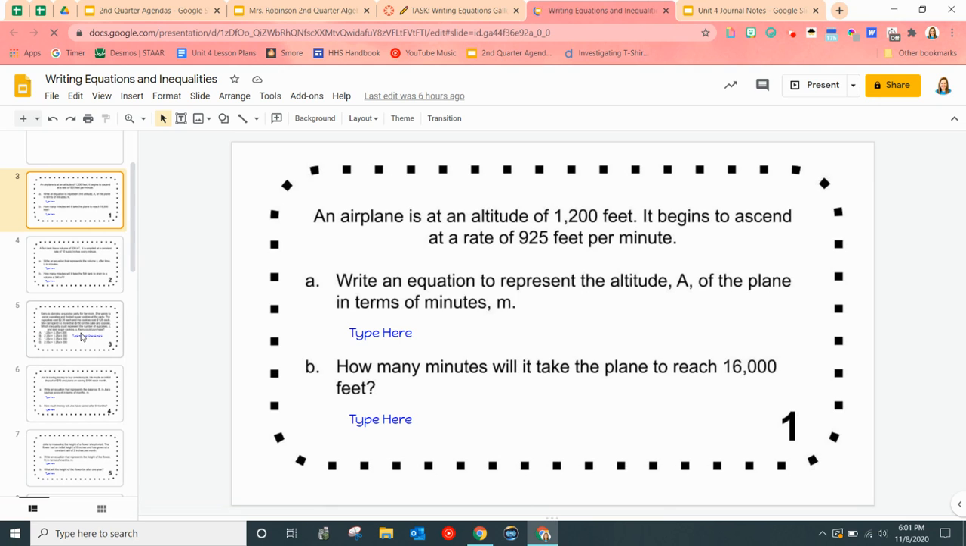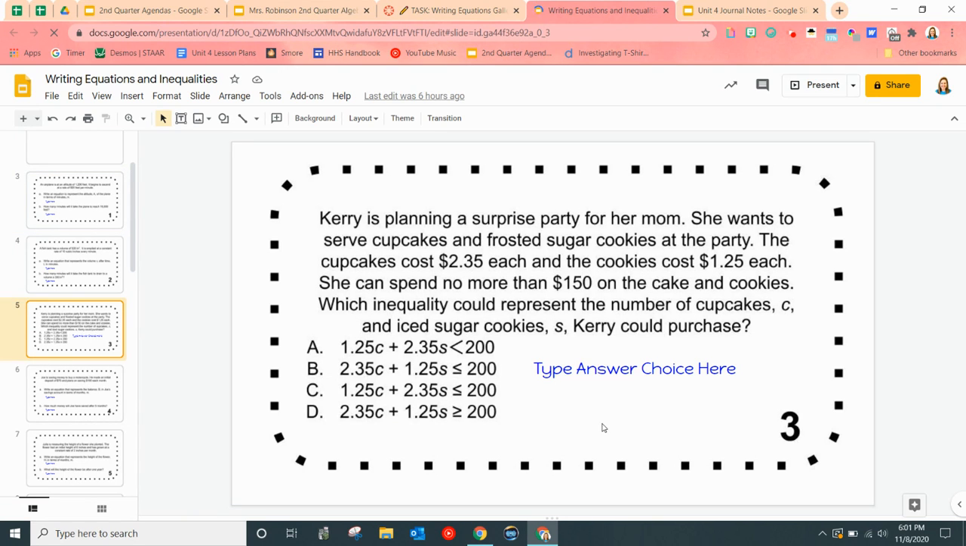Now, some of them are multiple choice, and instead of writing an equation, they're inequalities. So let me talk you through this one real quick. Carrie is planning a surprise party for her mom. She wants to serve cupcakes and frosted sugar cookies at the party. The cupcakes cost $2.35 each and the cookies cost $1.25 each. She can spend no more than $150 on the cake and cookies. Which inequality could represent the number of cupcakes C and iced sugar cookies S Carrie could purchase?